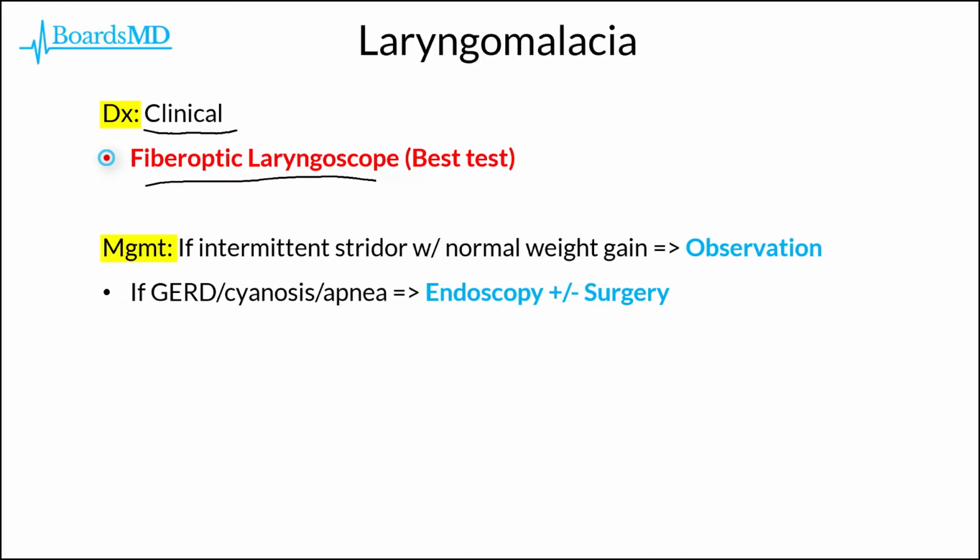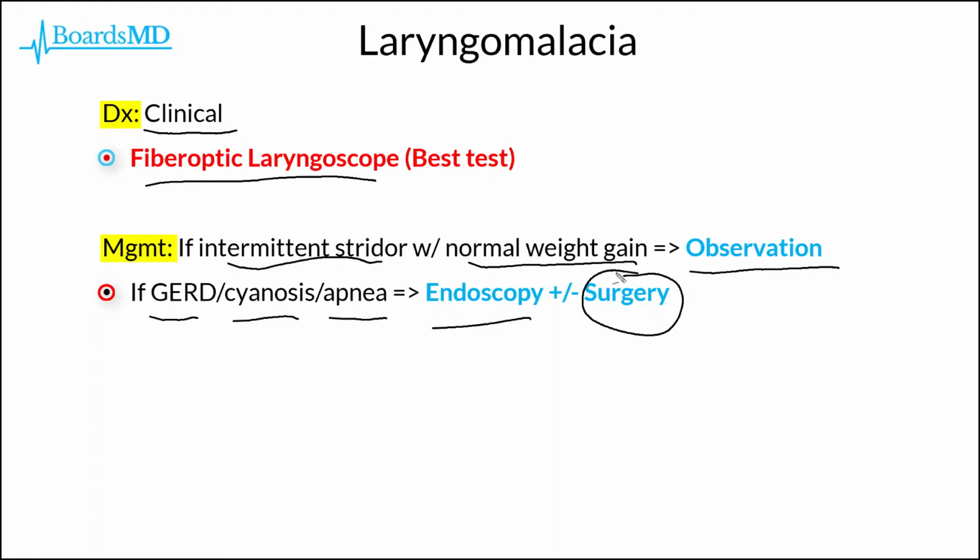Ultimately, our management of patients with laryngomalacia is going to depend on how well the patient is doing. If our patient just has some intermittent stridor and is having normal weight gain, then we can simply continue to observe these patients. However, for infants who have laryngomalacia that is accompanied by GERD, cyanosis, or apnea, then we may need to proceed with an endoscopy in these patients, and in some cases, ultimately, surgical correction.